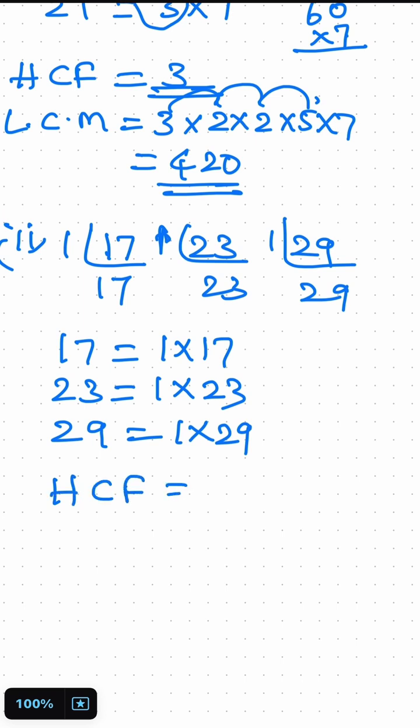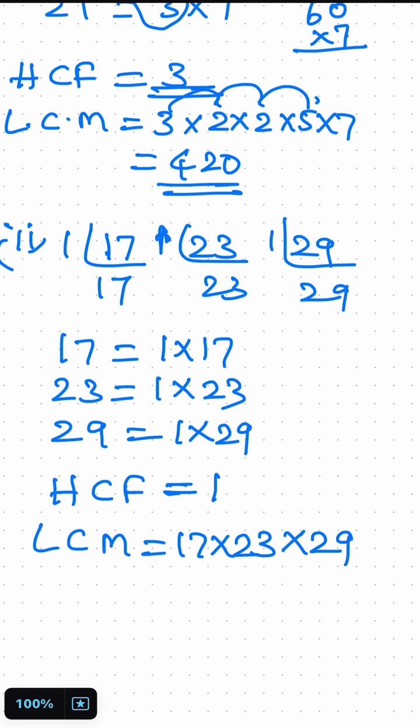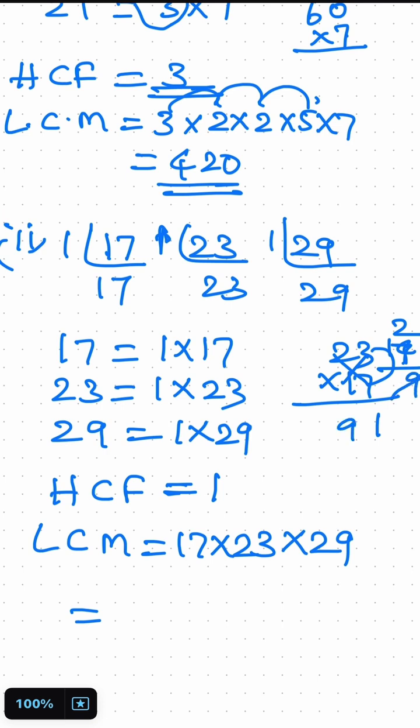If you take the product of itself of 1 only, you can easily identify what the HCF is. HCF is 1. LCM is equal to the product of 17, 23 and 29. You multiply it, 23 and 17, 7 threes are 21, 2, 3 ones are 3, 7 twos are 14, 14 plus 3, 17, 17 plus 2, 19, 9, 1 is carry over, 2 ones are 2, 3. 391 is the product with 29.